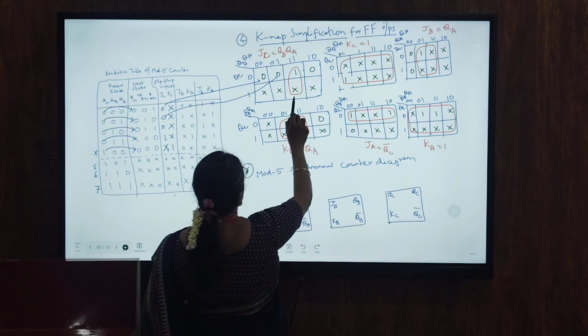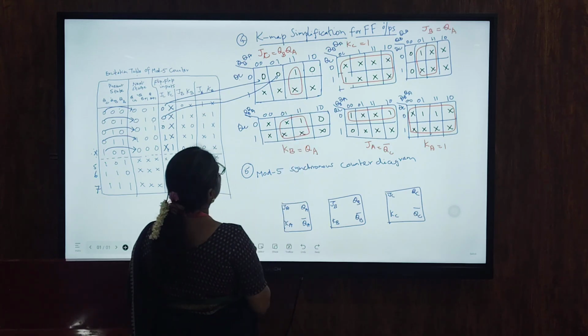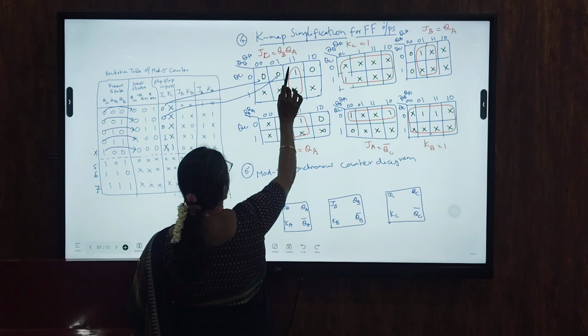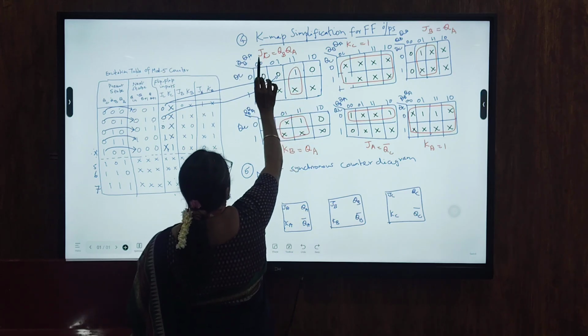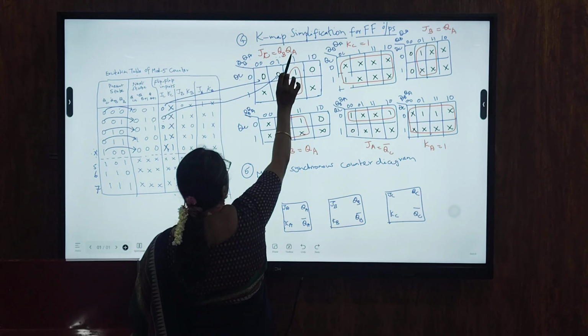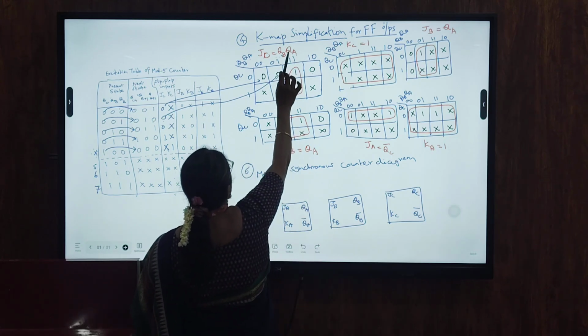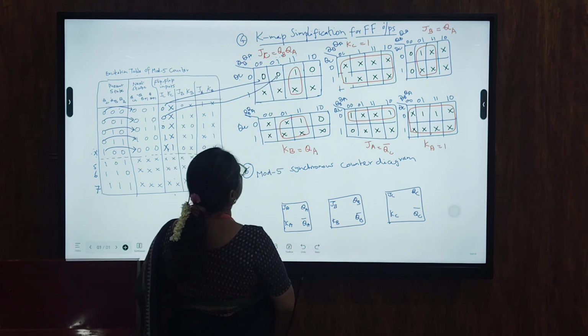So the Boolean equation corresponding to this combination: we have to write the variables which are common to this combination. So this row we cannot take. If we consider this column, this is in the column QB, QA. So my JC is equal to QB and QA, an AND operation. QB and QA will give you the input value of the flip-flop JC.